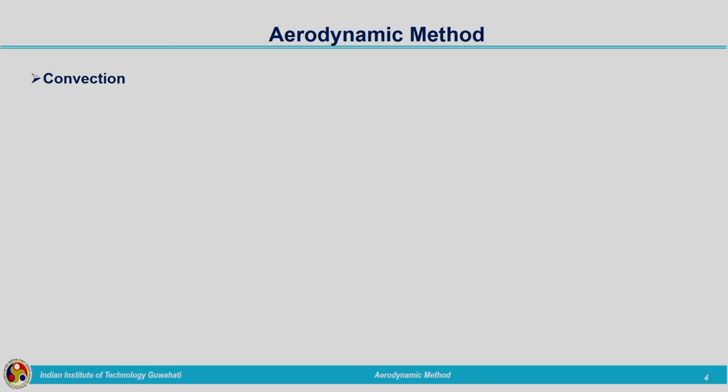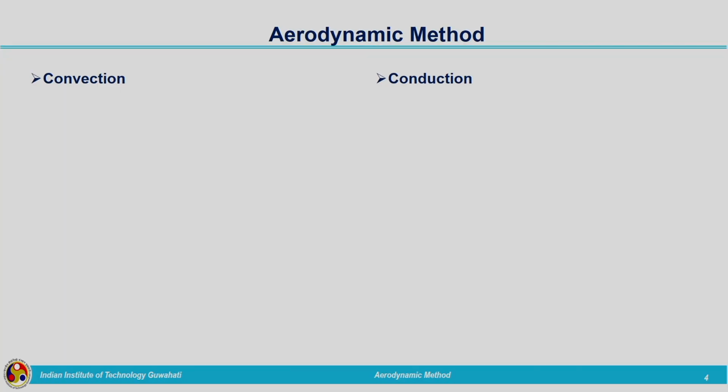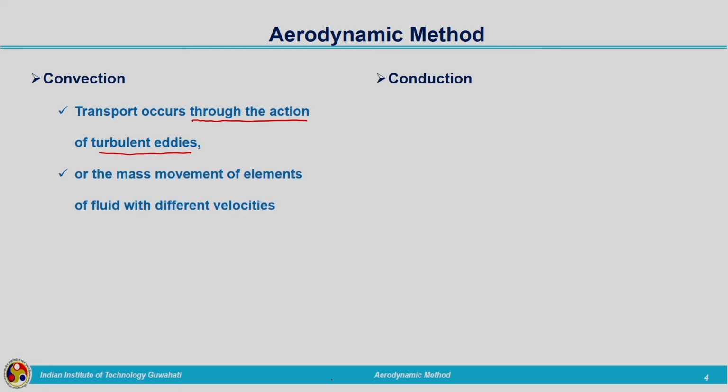Two different transport mechanisms I am explaining here, and the mechanism which we will be utilizing, where the vapor transport is taking place, is convection. So, two different transport processes are convection and conduction. In the case of convection, transport occurs through the action of turbulent eddies. The transport of water vapor will be taking place due to the action of turbulent eddies, or the mass movement of the elements of fluid with different velocities.